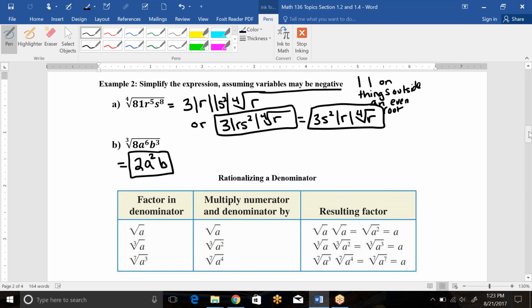And like I said, we would just do these 3 in the video format. We're going to pick up with rationalizing a denominator in class on Wednesday.